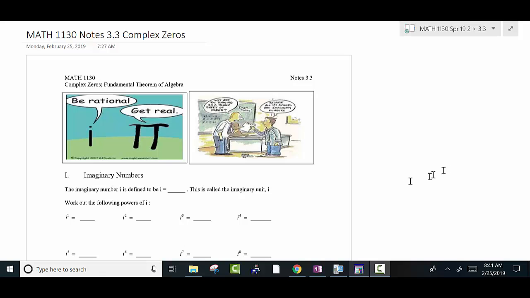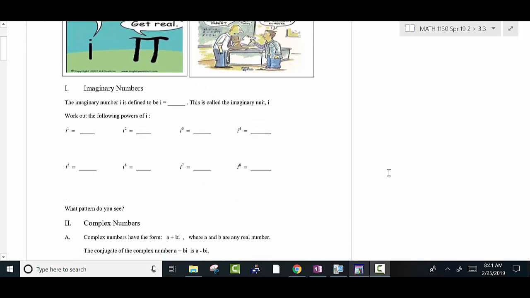Version complex numbers, just for you to get that out of the way, because you have to understand some basic things about complex numbers, okay? So first of all, i is defined to be the square root of -1.